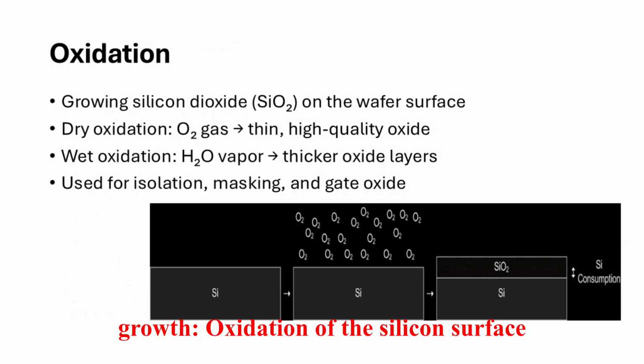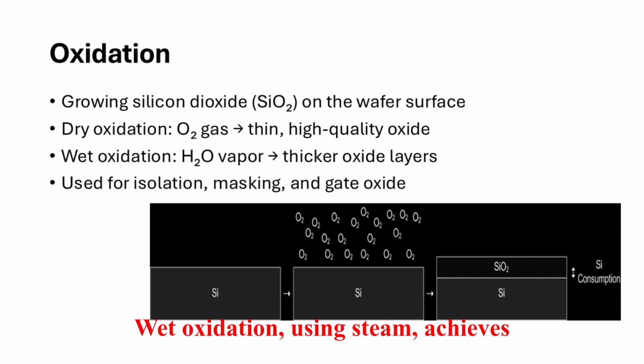Oxide growth. Oxidation of the silicon surface creates a SiO2 layer that acts as an insulator. Oxide layers are also used to isolate metal interconnections. Thermal oxidation is carried out in high-temperature furnaces, 800 to 1100 degrees C, in an oxygen or steam atmosphere. Dry oxidation yields high-density, uniform oxides used for thin gate dielectrics. Wet oxidation, using steam, achieves faster growth rates and is preferred for thicker field oxides. The oxide layer serves multiple purposes: electrical insulation, diffusion mask, and surface passivation.